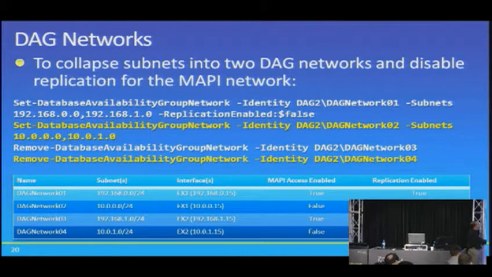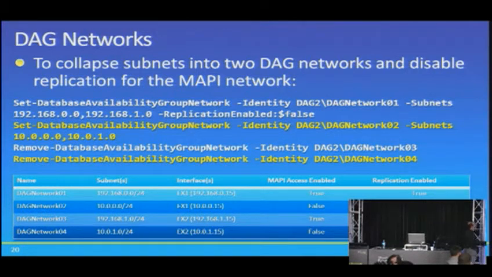And we're assigning these subnets to DAG network 01, the 192.168.0 and 192.168.1 subnets. And then we're also saying that replication enabled is false. So we're saying this is our mapping network. Okay? These are the 2 subnets that we want for our mapping network, and we're turning off replication.